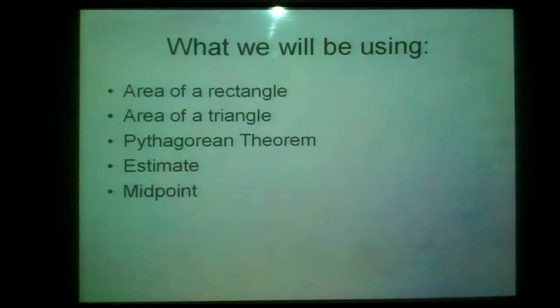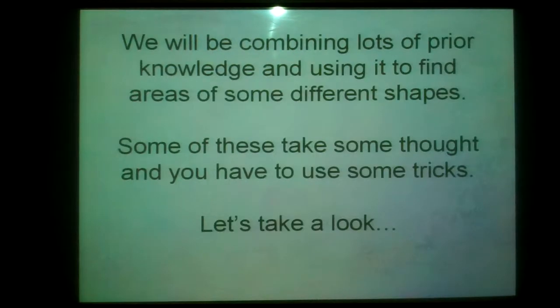Alright, here are the things we're going to be using. We're going to use the area of a rectangle, area of a triangle, the Pythagorean theorem. We're going to do some estimation, and we're going to use midpoint, at least in the examples that we talked about today. But these are all things that we know. So today is nothing new, except for the fact that we might have to manipulate these shapes to factor these things in. So just be aware that maybe something looks a little confusing at first, but if we manipulate it a little bit, we can find some tools that we already know. Alright? So we'll have to do some exploring.